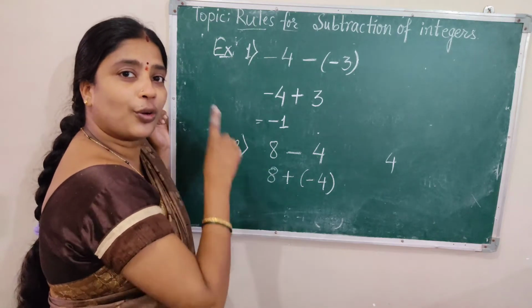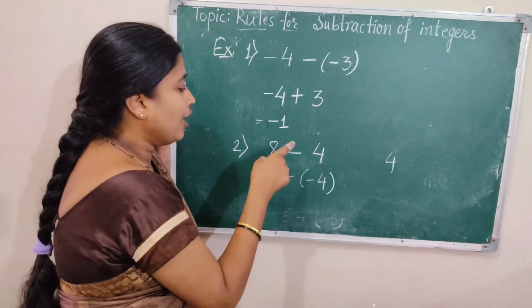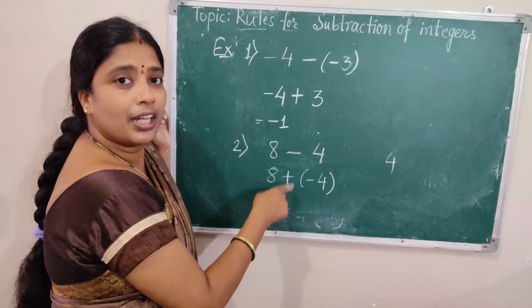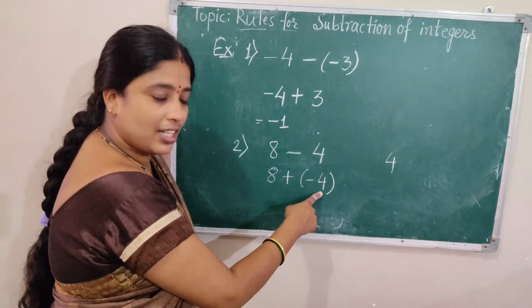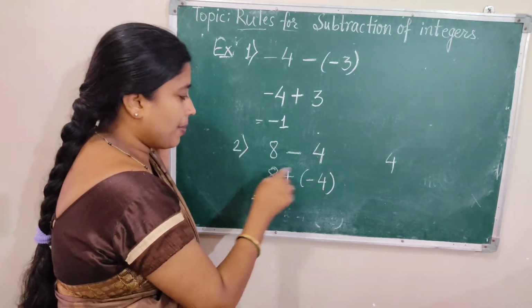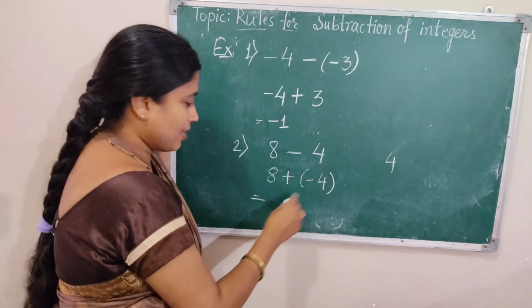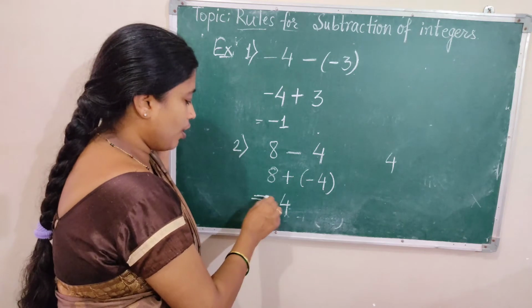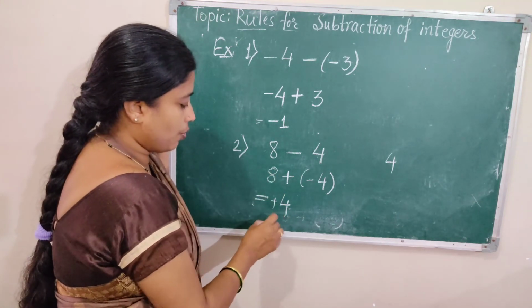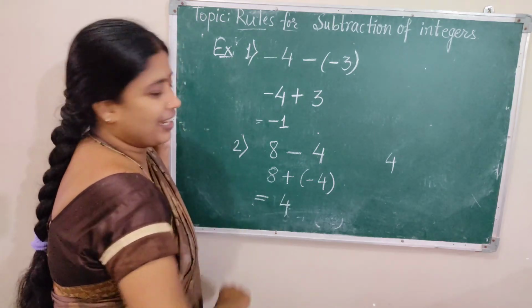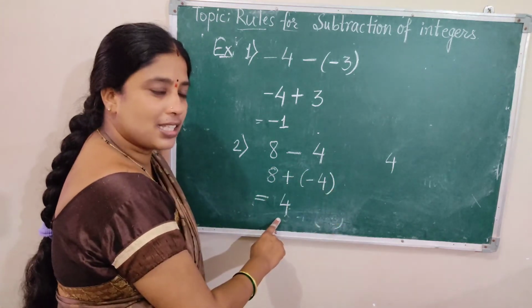We have to follow the rules of addition of integers, because now this has become a question of addition of integers. So one is negative, other one is positive. So bigger number minus smaller number will be 8 minus 4, that is 4, and put the sign of the bigger number. The bigger number has positive sign, so plus 4, or simply we can write it as 4. See, we have got the same answer.